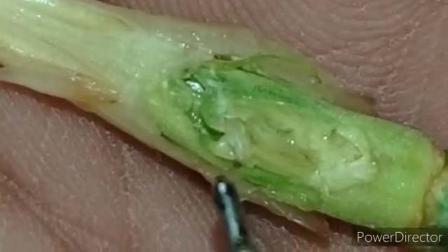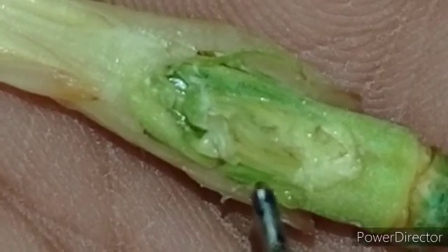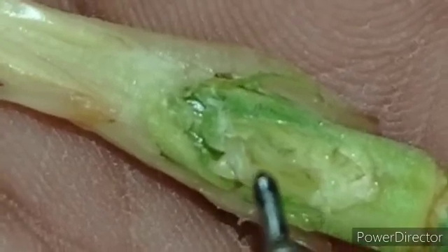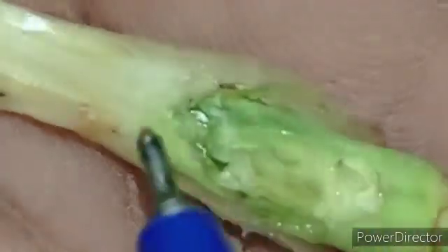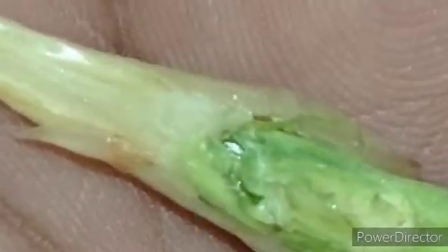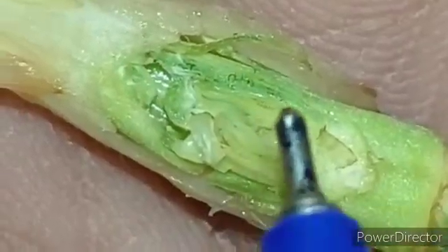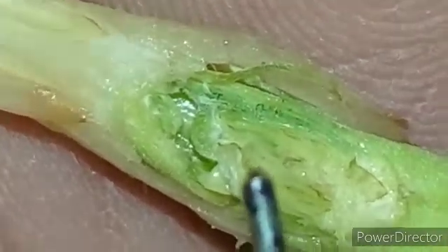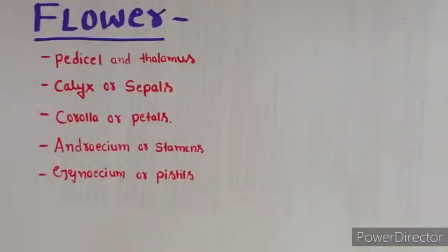Students, all of you see here, this is ovary, right? The ovary bears ovules on the swollen tissue called placenta. All of you see here, these are ovules on a swollen tissue. This swollen part is called placenta. Each ovule contains the female reproductive cell or egg. This is the ovule. Students, in this class we have learned different parts of a flower, right?